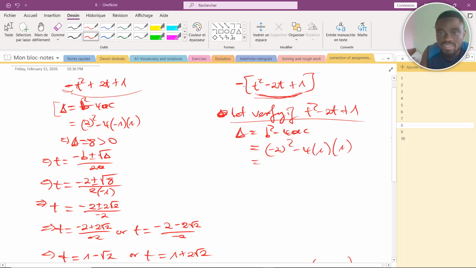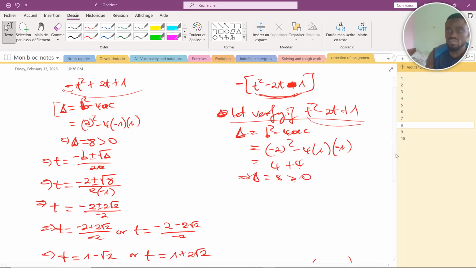No, I factorized minus here. If we factorize, this is minus. Don't make an error. So our c will be minus 1. Is that okay? So I'm going to have what? 4 plus 4. This implies our delta is equal to 8, which is greater than 0. So this has two real and distinct roots.